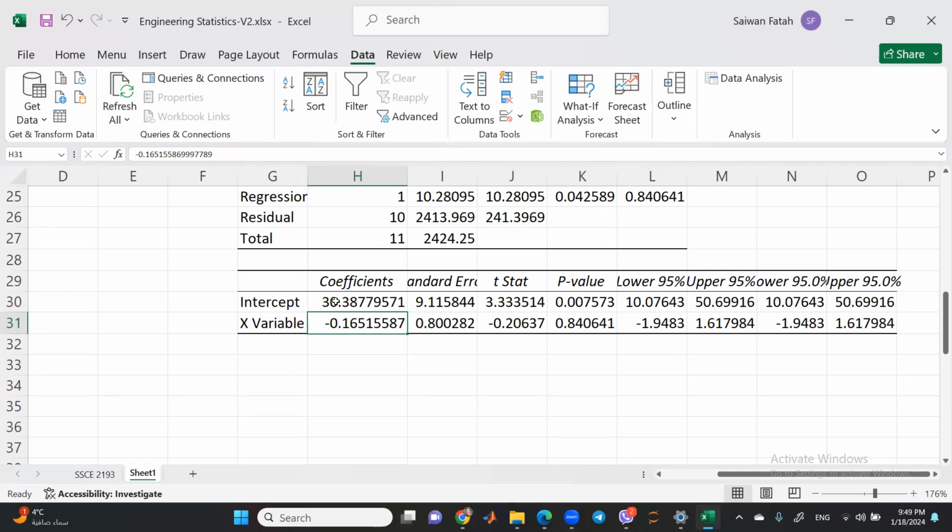y is equal to alpha, which is 30.3877, plus minus 0.1651 x.